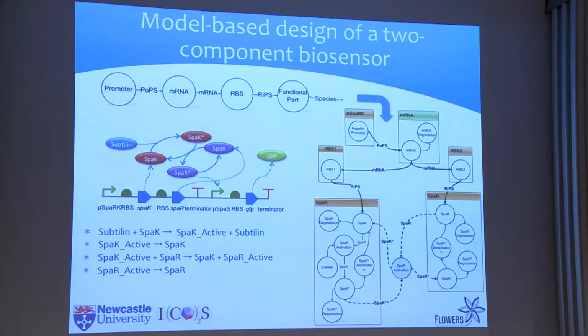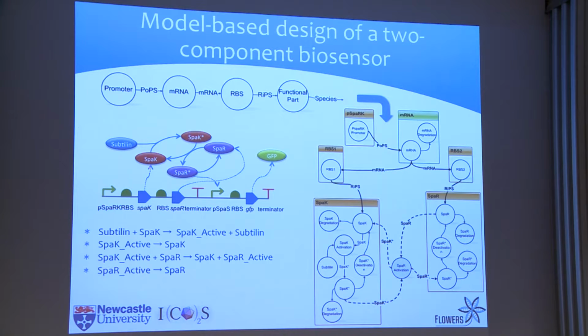This is an example of a biological system, and that's how we use these composable models. You can think of this system as a black box. The blue one here is the input and the green one here is the output. The blue one is subtilin, a peptide antibiotic used in quorum communication, and the output is GFP, green fluorescent protein. In between we have a two-component system.